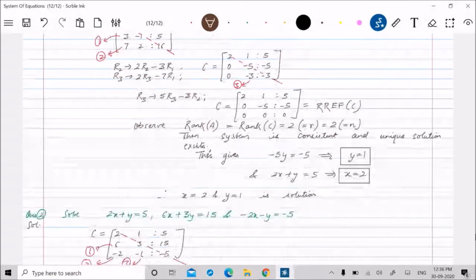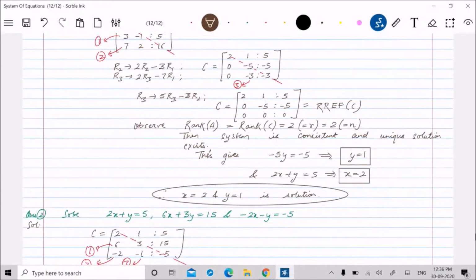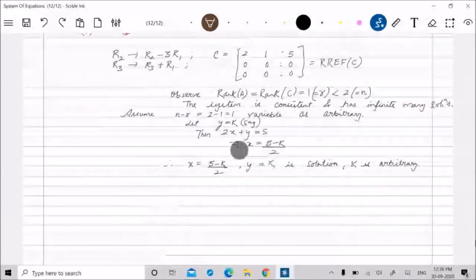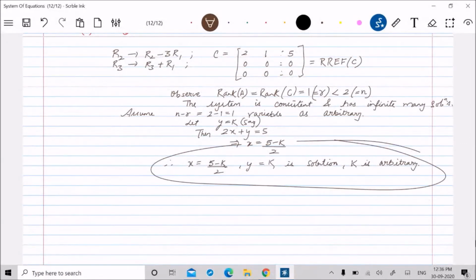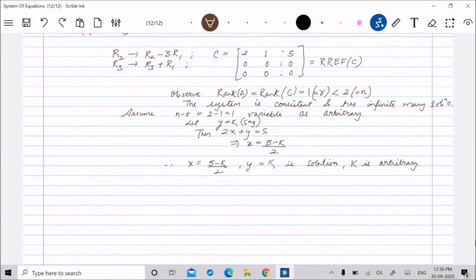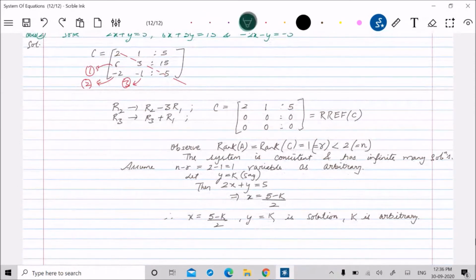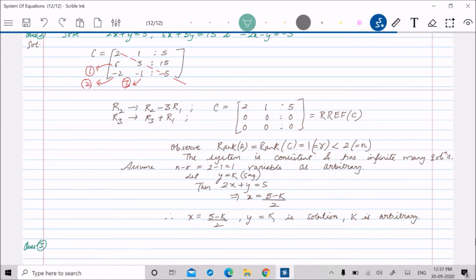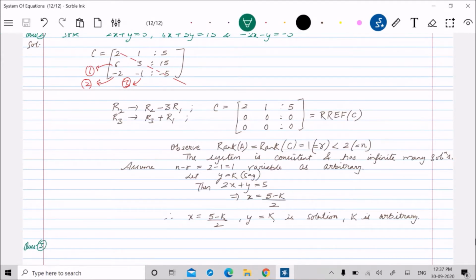In two problems, we saw that in question number 1 there was a unique solution, and in question number 2 there were infinite solutions. So a question comes to our mind: is it possible that we can have no solution? Let me give you a small example for that. That case is also possible. You can have any of the three cases: unique solution, infinite solution, and no solution. I have to design a question in that fashion only.